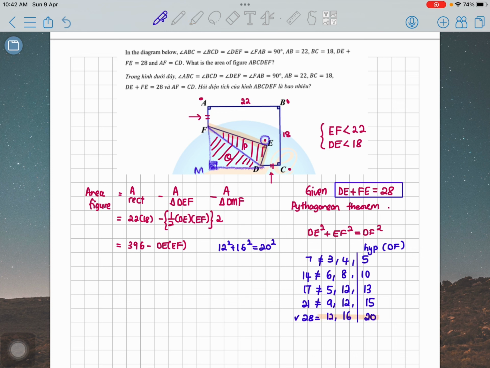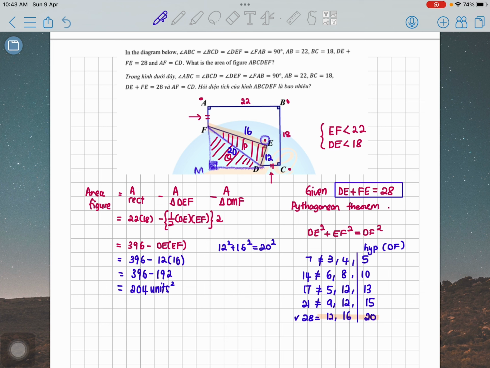So once you are done with that, it becomes easy for us. So maybe the DE could be 12 and this one is 16, and we know that the length of DF is going to be 20 now. So by that, 396 minus 12 times 16. What is 12 into 16? 192. And the final answer is 204 units squared.